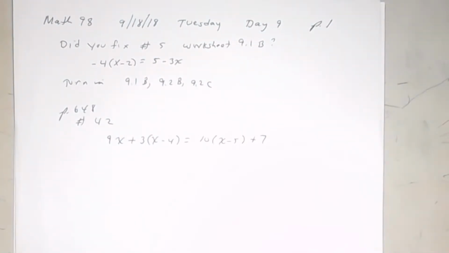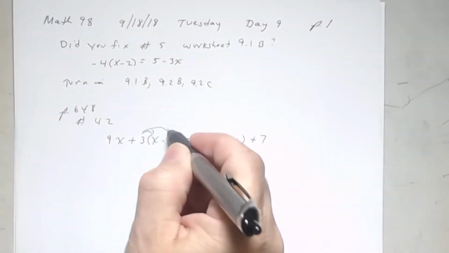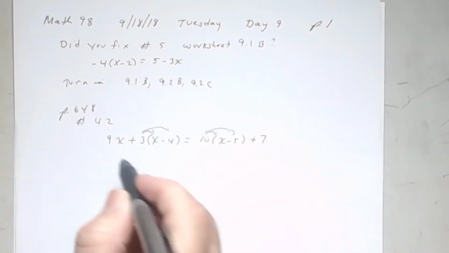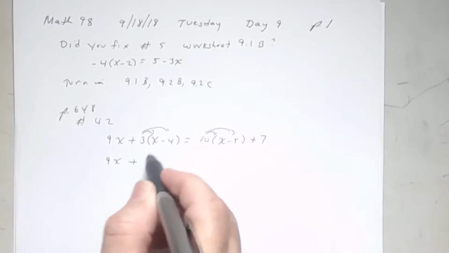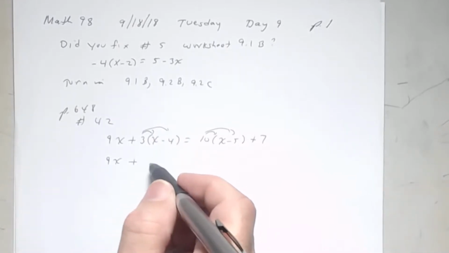All right, so if this is on your test Thursday, what's the first step you're going to show me? Distributive property. All right, so you're going to distribute twice. And so the next thing you're going to write will be 9x plus, and then 3 times x minus 4 will give you what?